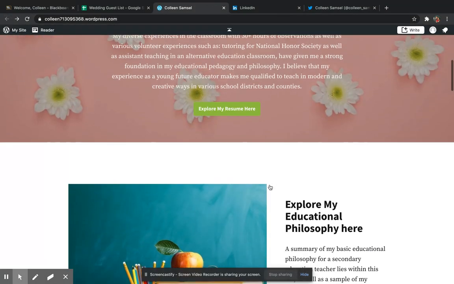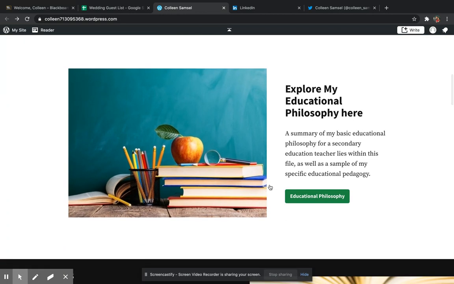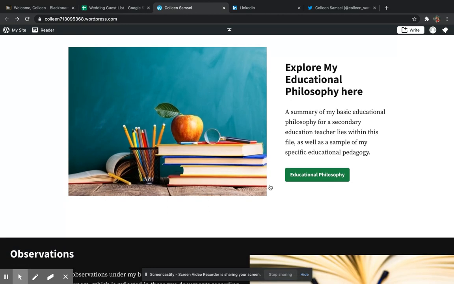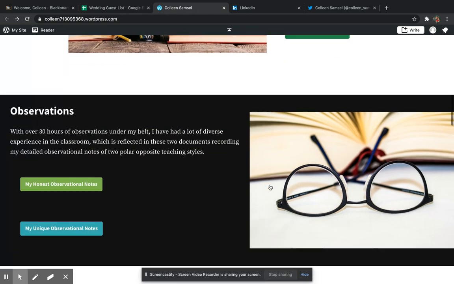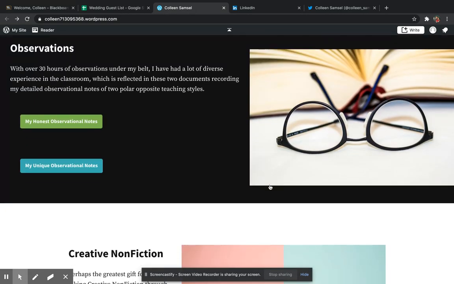And then just going back to my website, it goes into my educational philosophy, which is a paper that I wrote for my education class at my community college. And this just has my specific educational pedagogy in it, as well as just who I want to be as a teacher. And then I go into my observations. I kind of organize my website in terms of prevalence with my teaching career. And then I got more into who I am as a creative person.